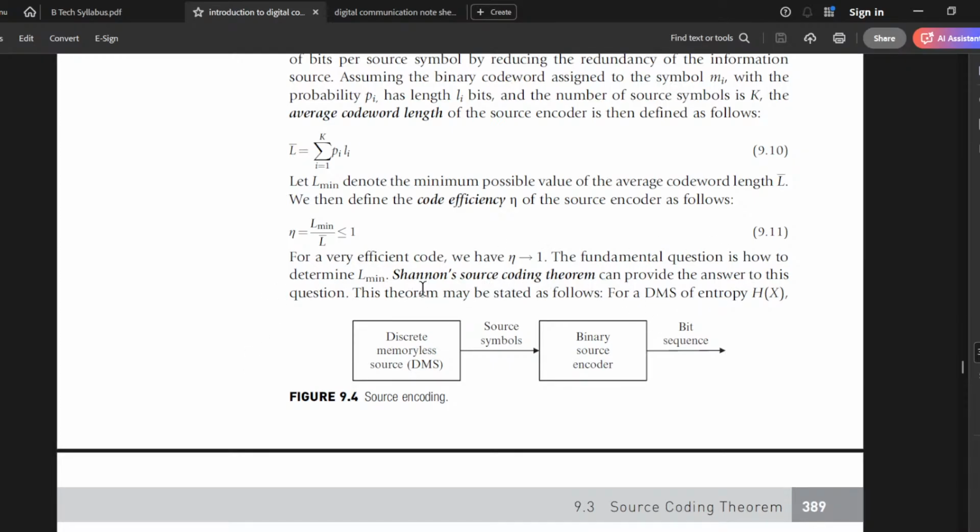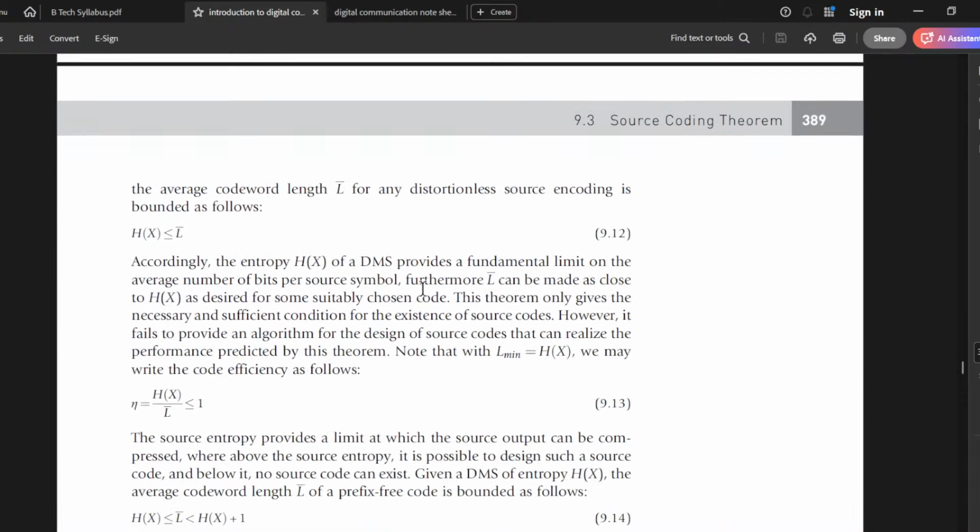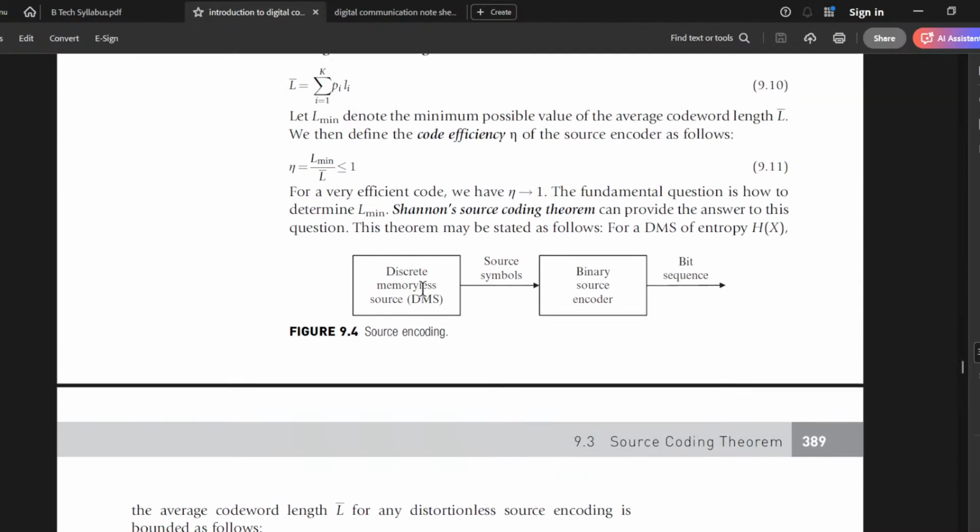This theorem may be stated as... where is the theorem? First, it shows a block diagram: DMS, binary source encoder, and bit sequence. Now it comes into a bit sequence. And here the DMS gives source symbols. Sorry, my mistake. Where is the theorem?